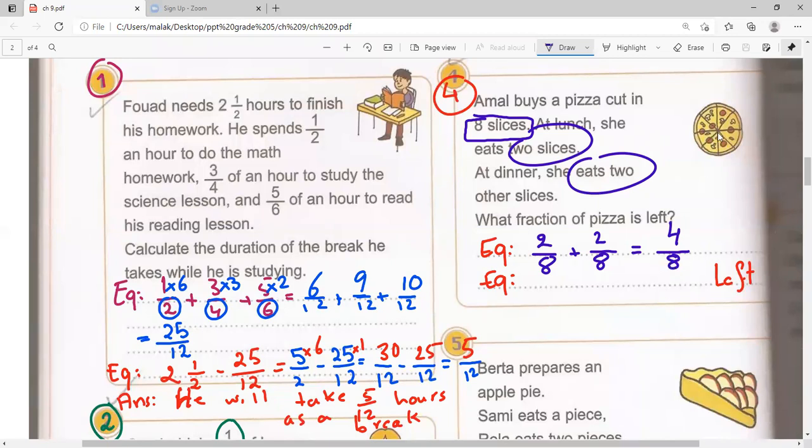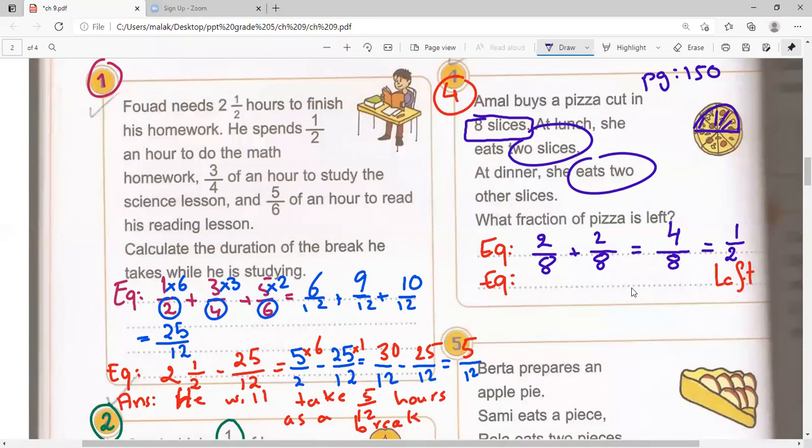Right, 4 out of 8. She eats 4 parts out of 8. So as if it's the half of the pizza. So it's the same as half. Yani 4 over 8, the same as half. Half of the pizza. So she ate half of the pizza.